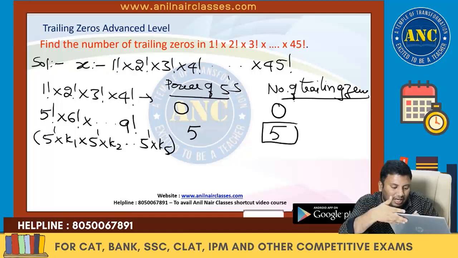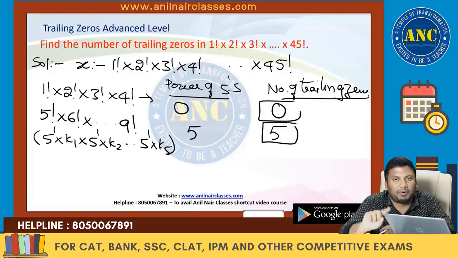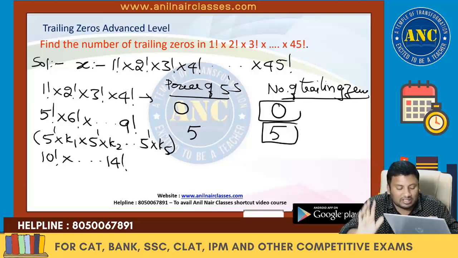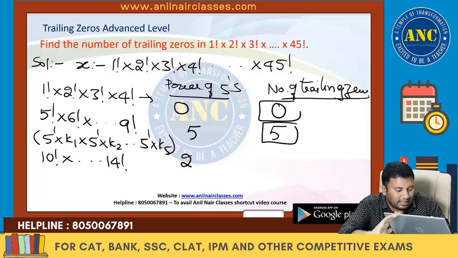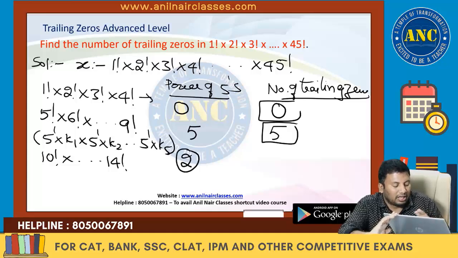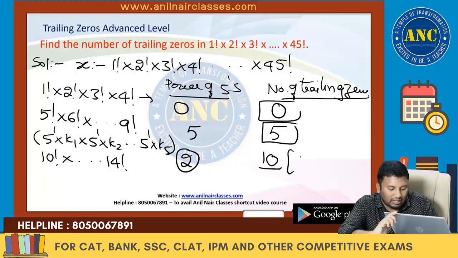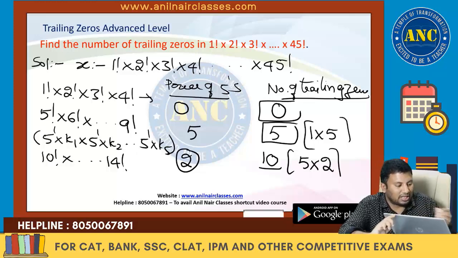Total number of trailing zeros: addition is 5 power 1 plus 1, 2 powers of 5, 2, 2, 2. How many numbers are there? 5 numbers are there. 5 into 2, 10. This is 5 into 2. I hope the logic is clear.